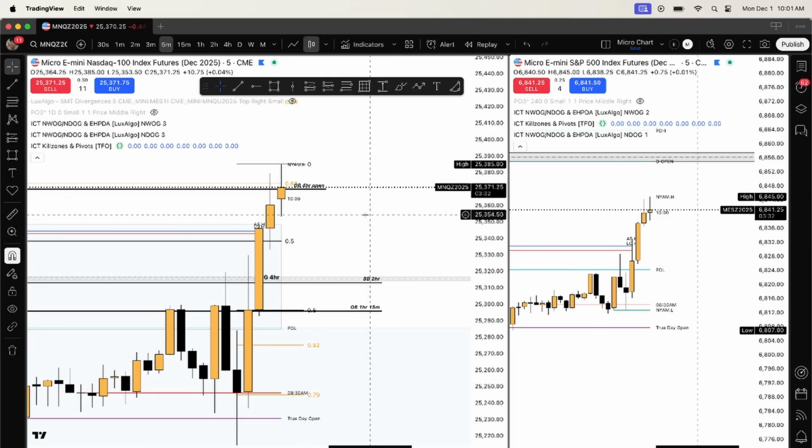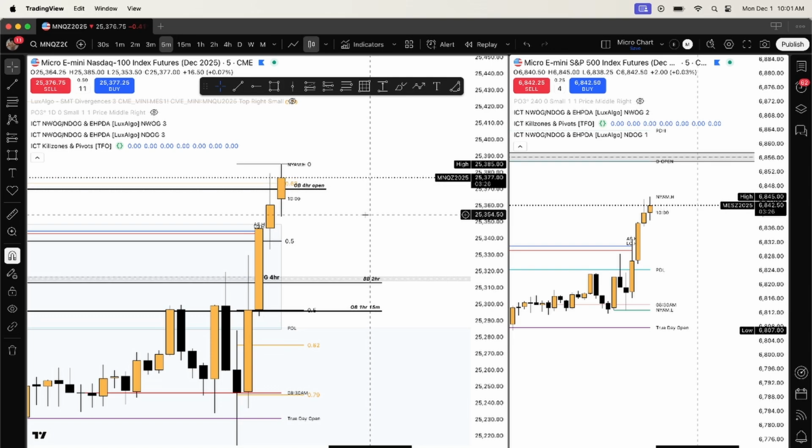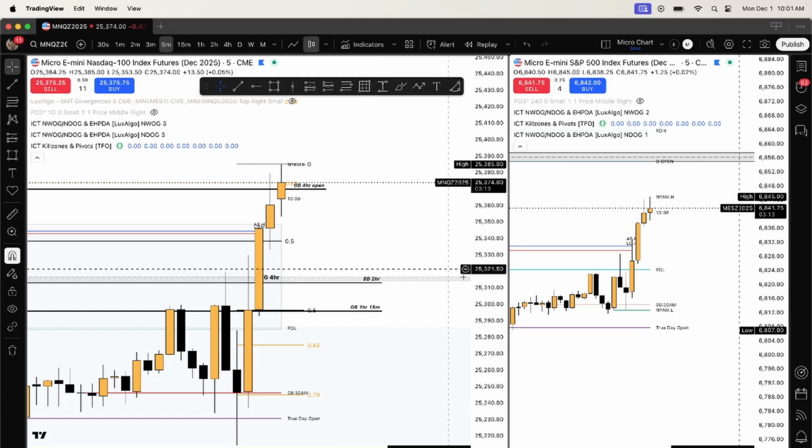We do want to watch the 5-minute to see if we get a market structure shift to the downside, just because we are in that 4-hour open. But that daily fair value gap should send the price possibly higher. Of course, we might not even get an entry since it is Monday, but I will update.